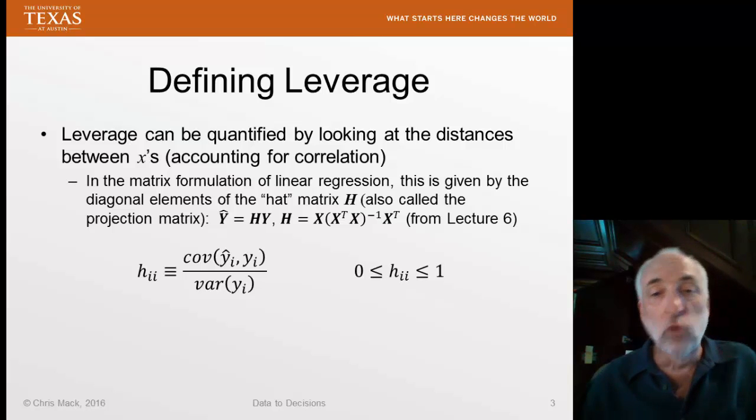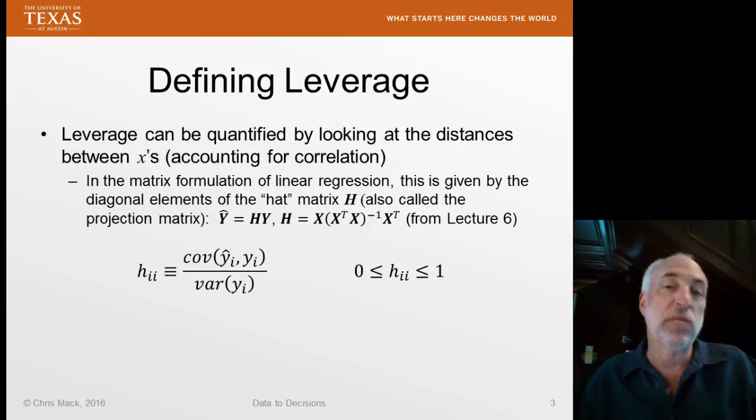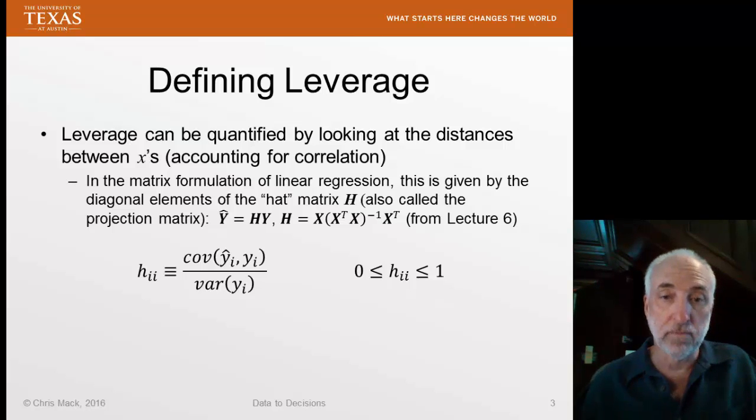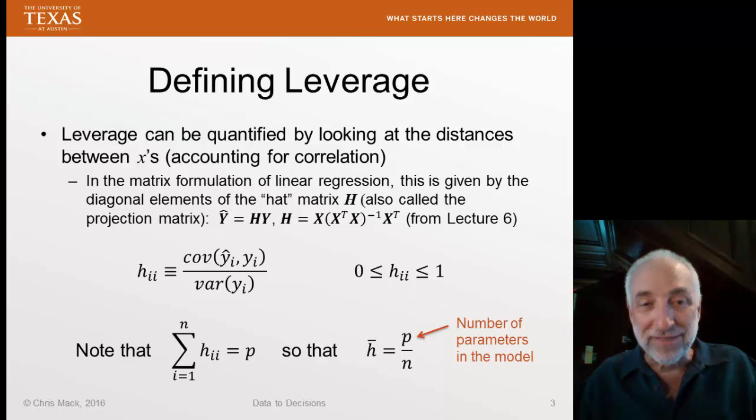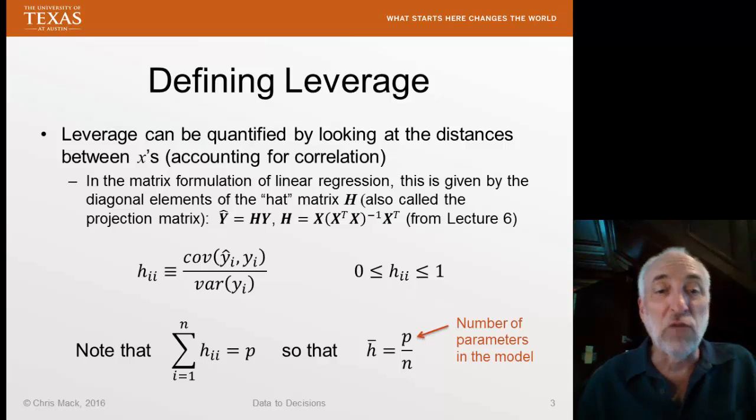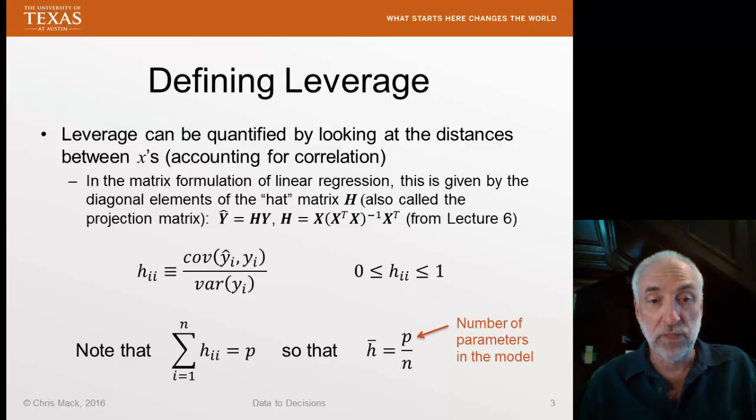Now, that normalization means that diagonal elements of the hat matrix must always be between 0 and 1. Also, I'm not going to try to prove it to you, but you could prove this simple theorem that the sum of all of the diagonal elements of the hat matrix, the sum of all the leverages, must equal P, the number of parameters in the model. What that means is, on average, the leverage is P over N.